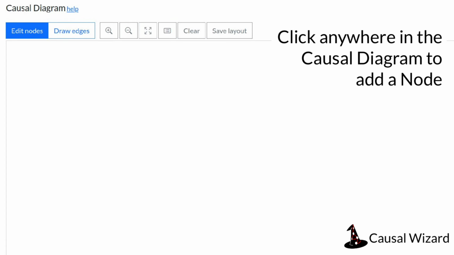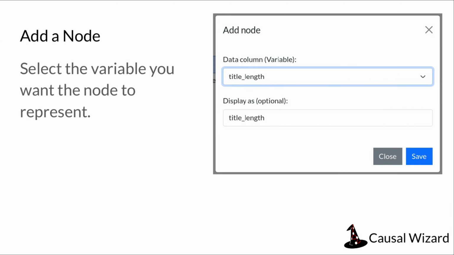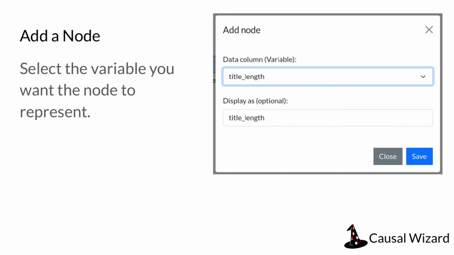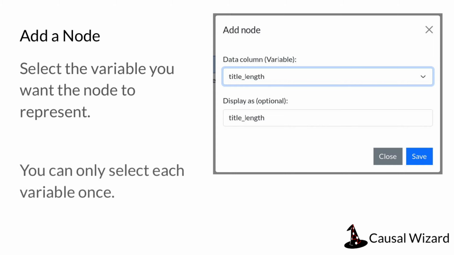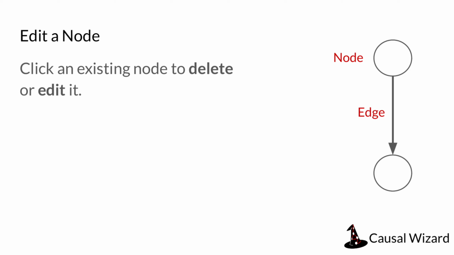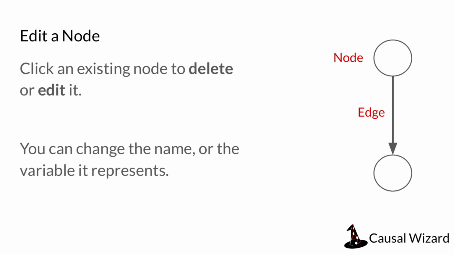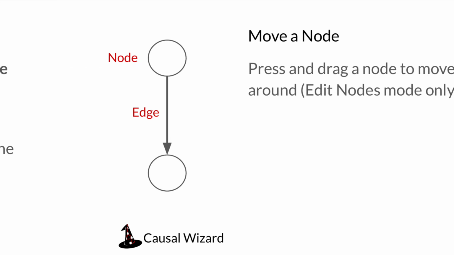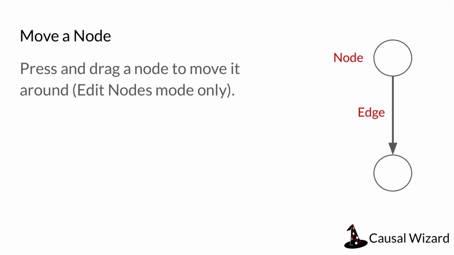Click anywhere in the causal diagram to add a node. In the dialog that appears, select the variable you want the node to represent. You can only select each variable once. Click an existing node to delete or edit it. You can change the name, or the variable it represents. Press and drag a node to move it around, in Edit Nodes mode only.